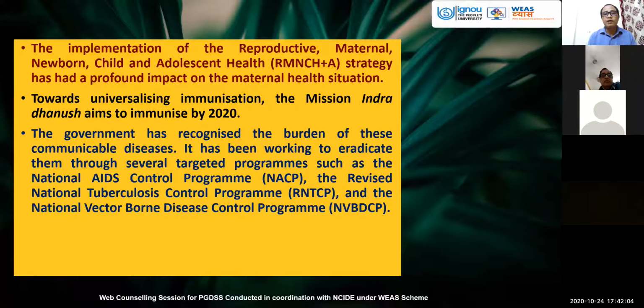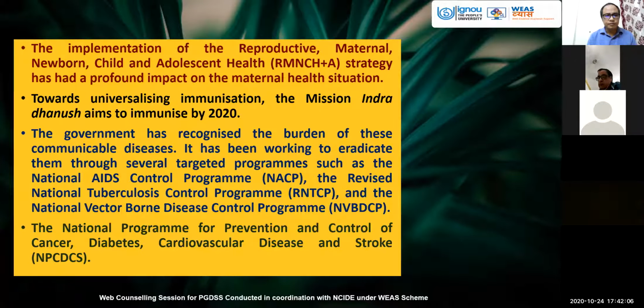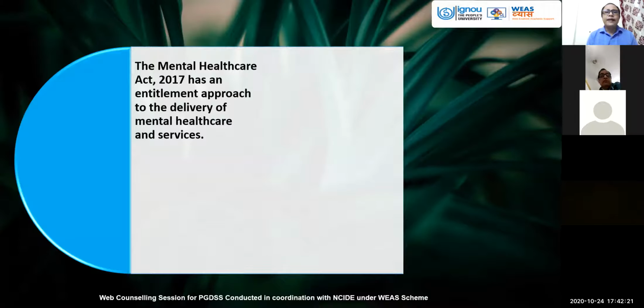Just talking about communicable disease, we also have NPCDCS, the National Program for Prevention and Control of Cancer, Diabetes, Cardiovascular Diseases and Stroke. That is also there. Then mental health care is also very important. So we have the Mental Healthcare Act 2017, which gives an entitlement to the delivery of mental health care and services.